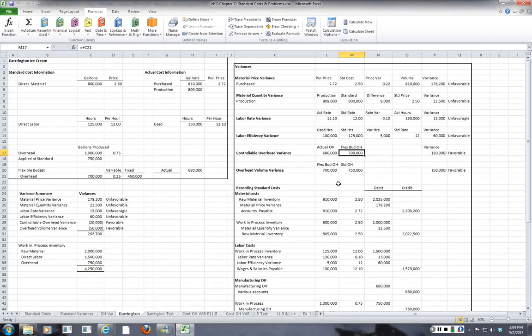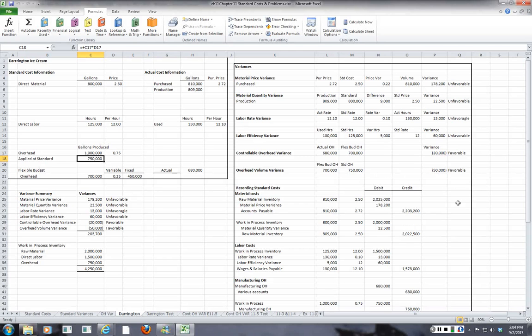The overhead volume variance takes the flexible budget overhead, which is 700,000, and compares that with the overhead at standard, which is $750,000. So we have a $50,000 favorable variance.